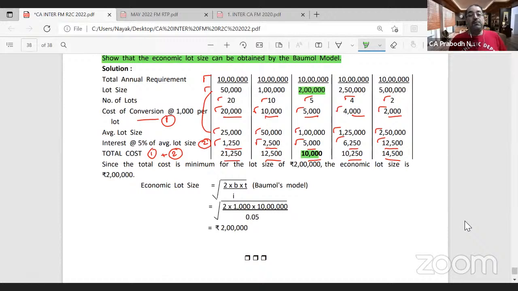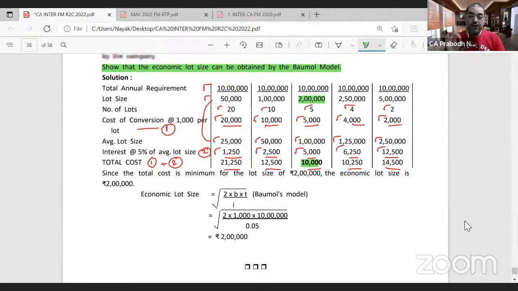This type of problem had been asked in one group, so that is why I redid this problem with you. In the table, they ask you to calculate the minimum lot size without using Baumol's model. And then they tell you, using Baumol's model, show that the answer is going to be the same. So read the question properly.